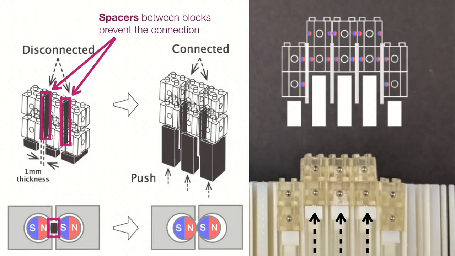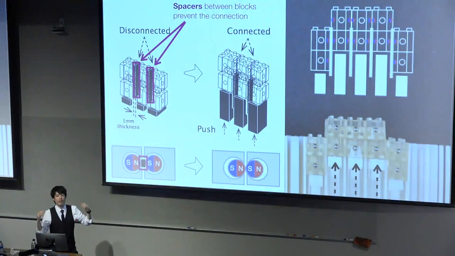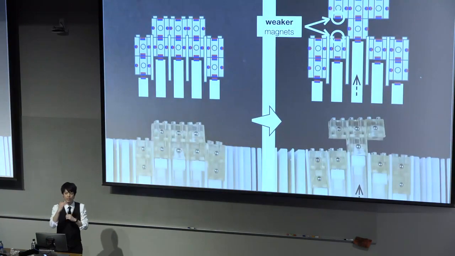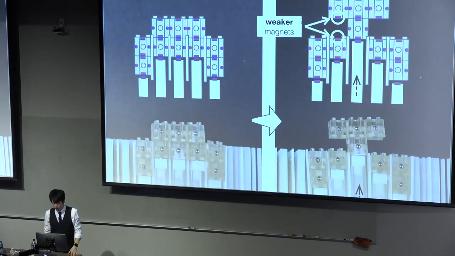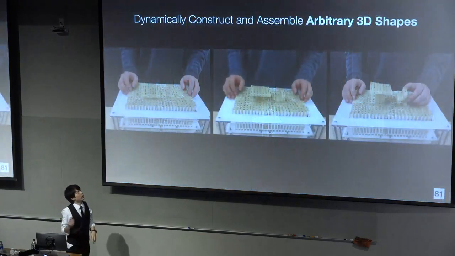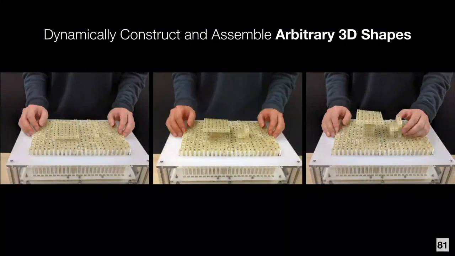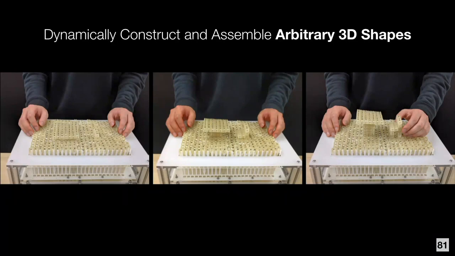The trick for the disconnection and connection is that we use a spacer between each block, so that this spacer can prevent the magnets from connecting to each other. But once we push, this spacer is gone, so that the magnets can connect together. And then we use weaker magnets for the vertical direction, so that we can push up and construct a kind of overhanging structure. In this way, we can dynamically construct and assemble arbitrary 3D shapes, just like a 3D printer.